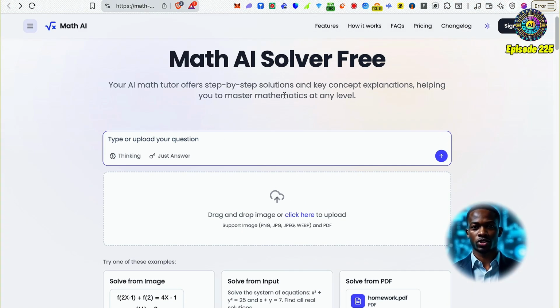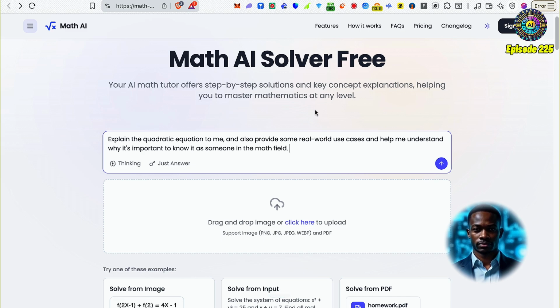So I'm going to dive right into this here, and I'm actually going to say, explain the quadratic equation to me and also provide some real world use cases and help me understand why it's important to know it as someone in the maths field. Cool. So let's see what we get.